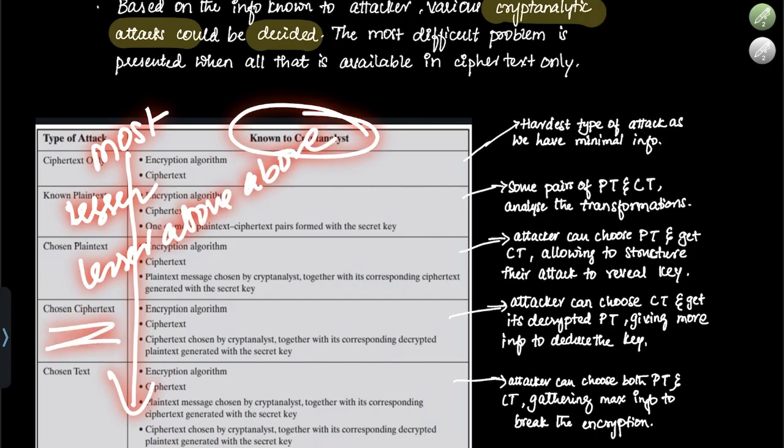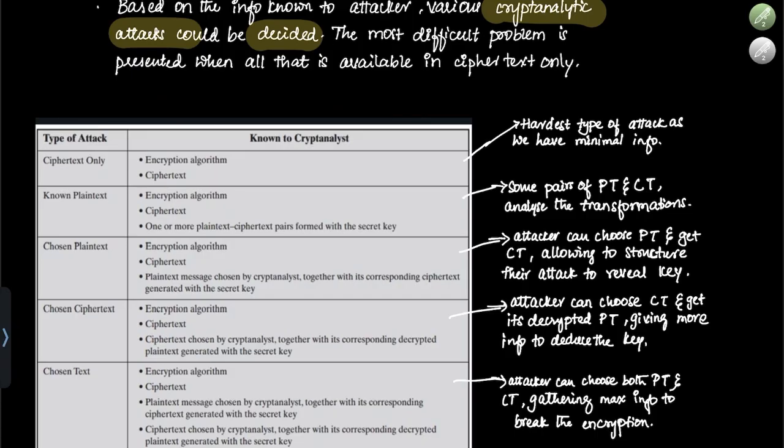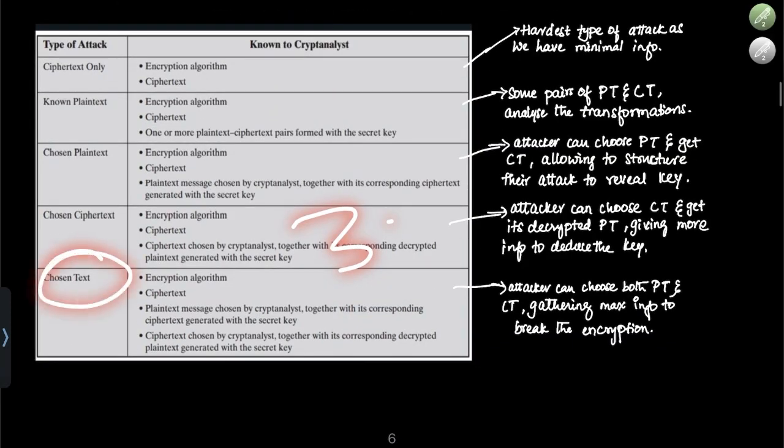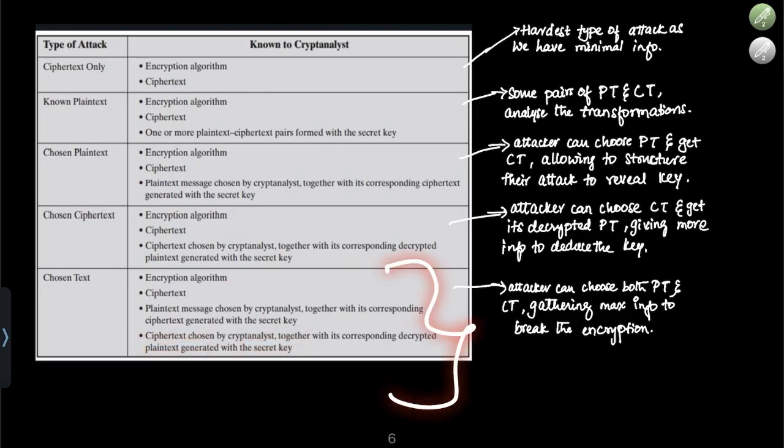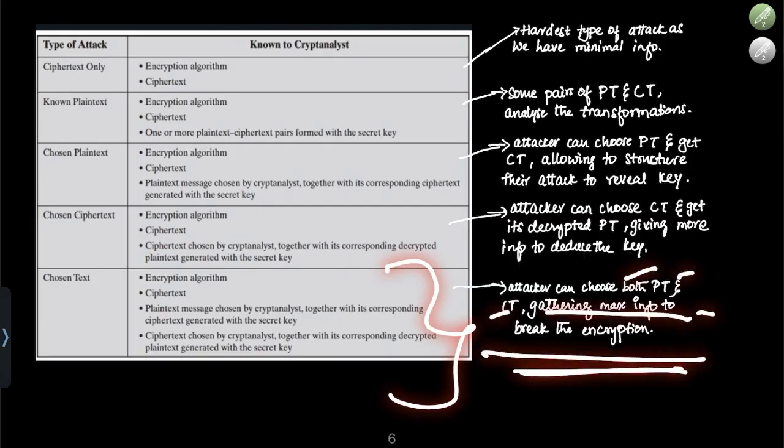When we come to chosen ciphertext, the attacker can choose the ciphertext, and along with that he can get the decrypted plain text. Having these two gives maximum information about how to deduce the key further. Next, this is one of the easiest attacks, in which the encryption algorithm is known, the ciphertext is known, and whichever plain text the attacker wants, he can choose, and whichever ciphertext the attacker wants, he can choose that too. The attacker can choose both plain text and ciphertext, gathering maximum info and breaking the encryption.